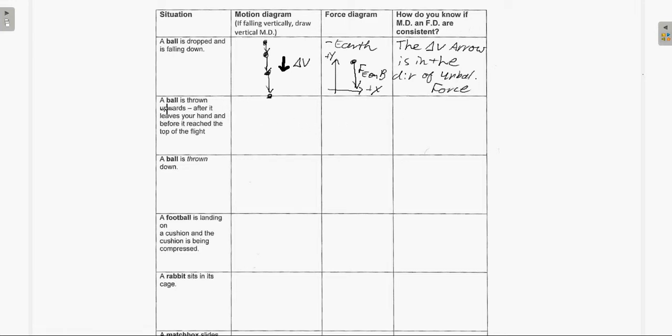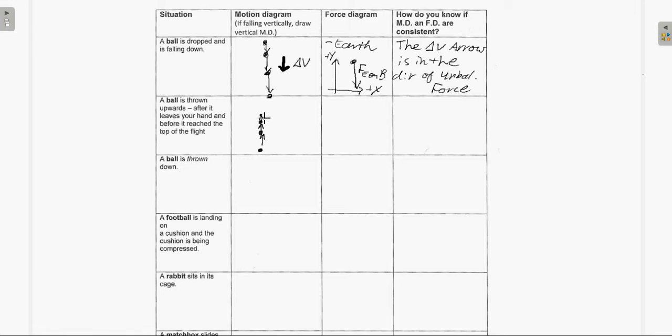Alright, so moving on. A ball is thrown upwards: the situation after it leaves your hand and before it reaches the top of the flight. So meaning it is not in touch with your hand anymore. It is in the middle of the air. So your force diagram, similarly, will look something like this. Oh, sorry, that's wrong. Try that again. So it's going up and slowly coming to a stop. So it's still going in the positive direction.